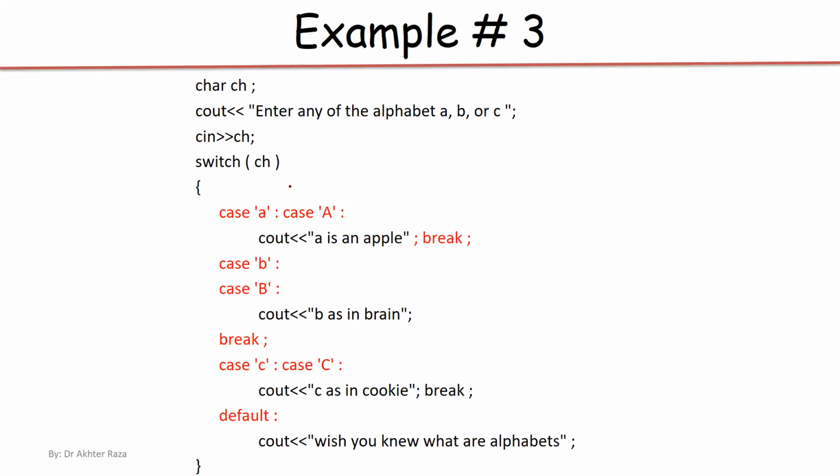We can use a character variable inside the switch. Character A, enter the alphabet A, B, C, D, character case A, character case B, or capital B. Small b or capital B, we can use both. So if someone types small b, then this is used. If someone types capital B, then this will be used. The condition will be true for small and capital both, and so on.